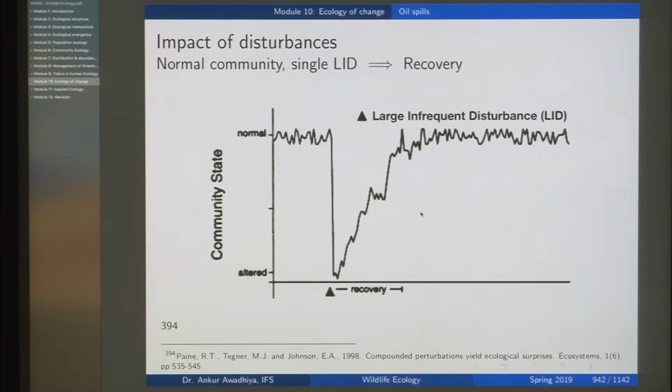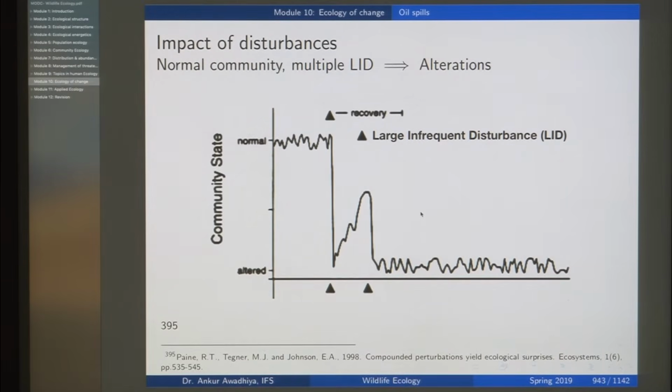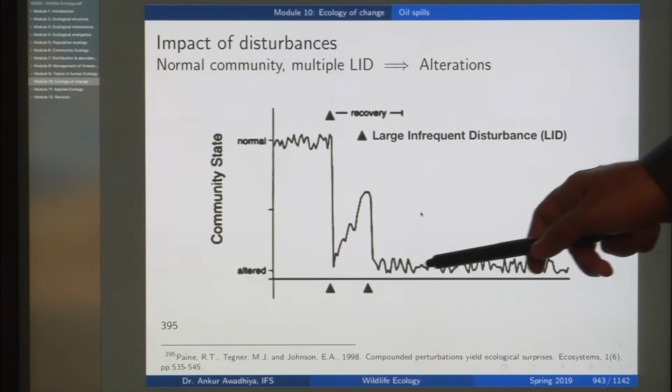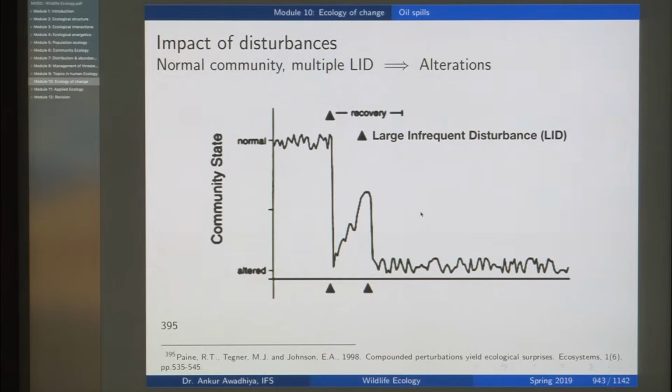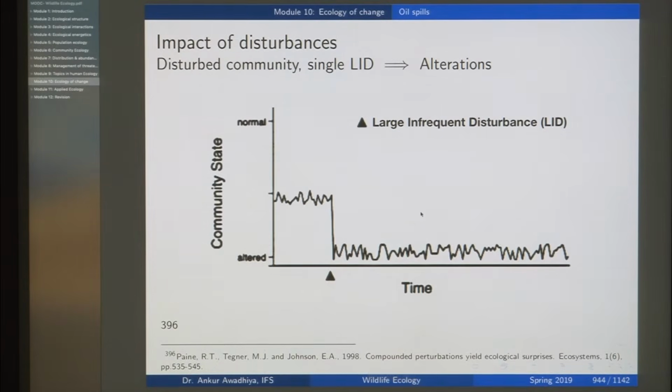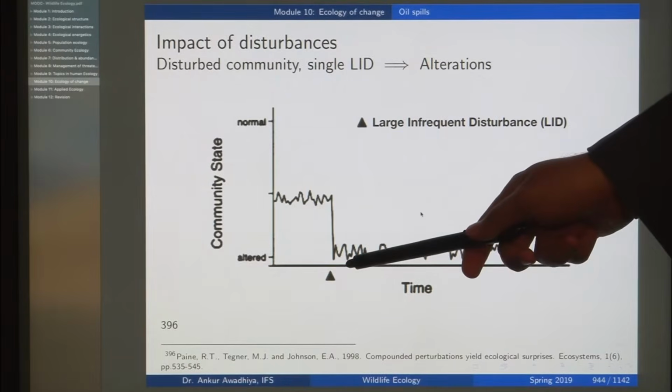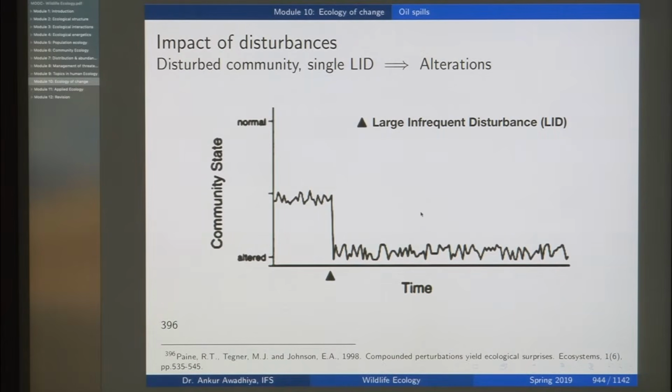But if you have a community that is stable and you give it multiple large infrequent disturbances, it might not be able to recover, or it might take a very long period to recover. And the third case is if you have a community that is already stressed, so it is not completely normal, it was somewhere in between, and you give it a large infrequent disturbance and you have a community that is not able to come back.